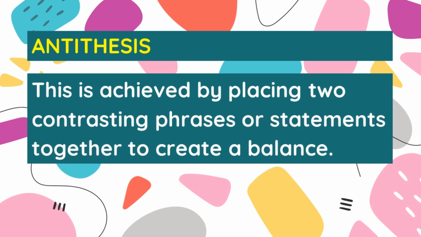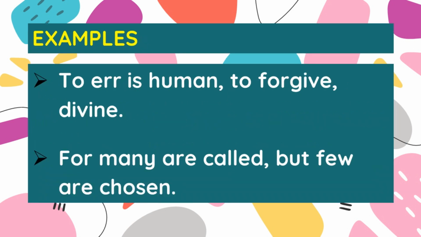Another figure of speech is antithesis. This is achieved by placing two contrasting phrases or statements together to create a balance. Examples: To err is human, to forgive divine. For many are called, but few are chosen.